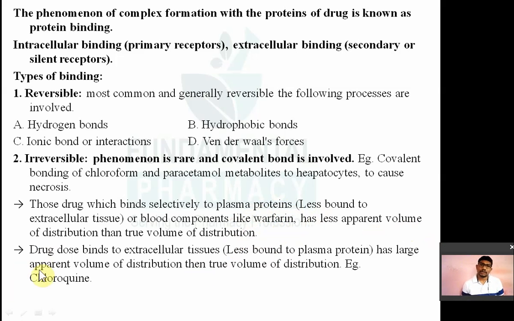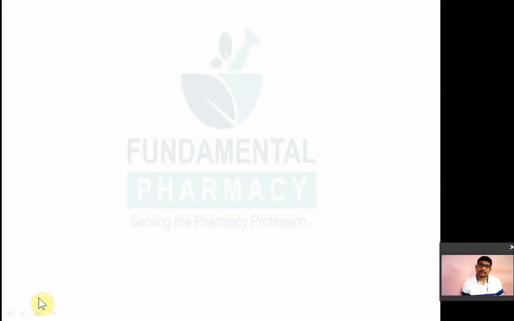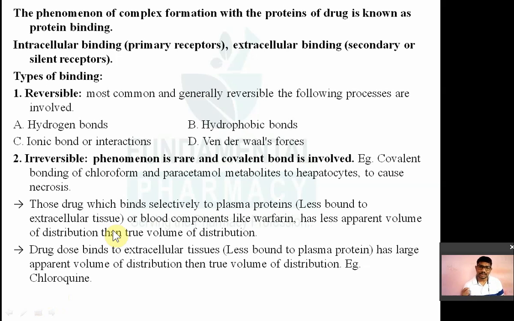And this drug chloroquine is an antimalarial drug. Okay, this drug is also bound to plasma protein, and this drug particularly binds to extracellular tissue. For example, the retinocytes of your retina. Okay, or it binds to the retina of your eyes and causes the adverse effect. So this chloroquine has a large volume of distribution. It has a large apparent volume of distribution than true volume of distribution.